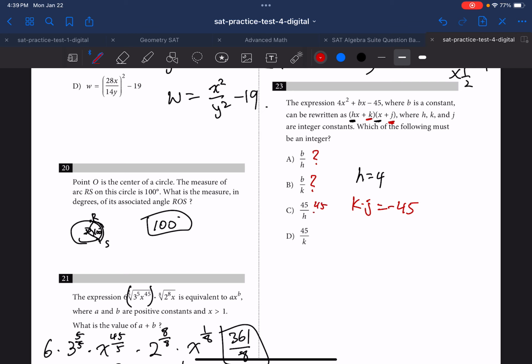This is 45 over 4, which doesn't make sense. And if we look at D, 45 over k, if we simplify this, dividing both sides by k, we get negative 45 over k. So this is basically saying it's negative j. And we know that j is an integer constant. So we can be for sure that 45 over k is an integer. Yep.